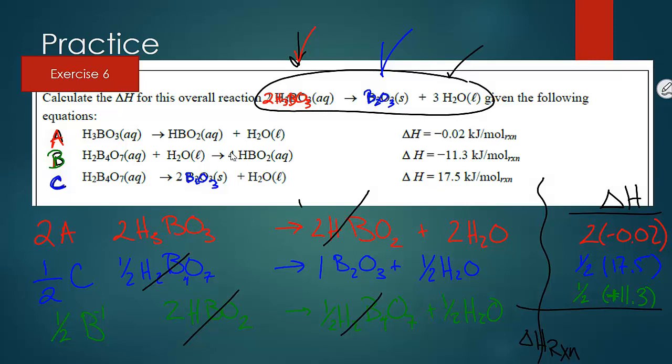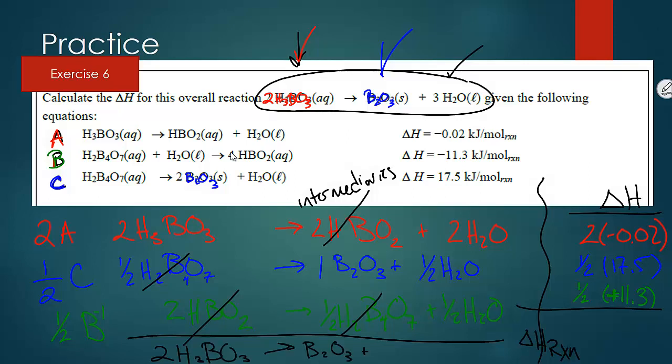These are examples of intermediates. Why? Because they are produced and then later consumed. If they were catalysts, they would be a reactant and then later a product. But since they are gone, the overall reaction hopefully matches what the question was looking for. I end up with boric acid and diboron trioxide, and 2 plus a half and a half is 3 waters, which is what I was looking for.